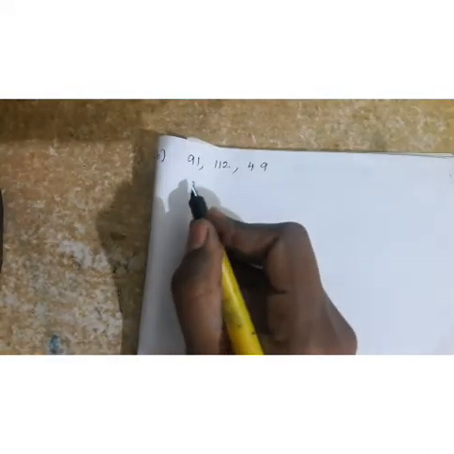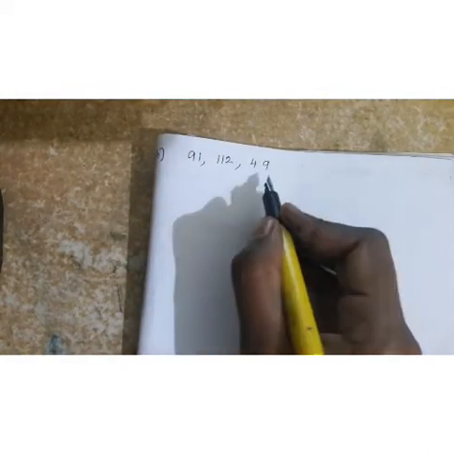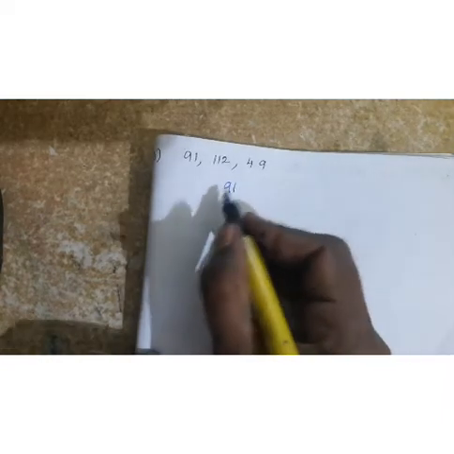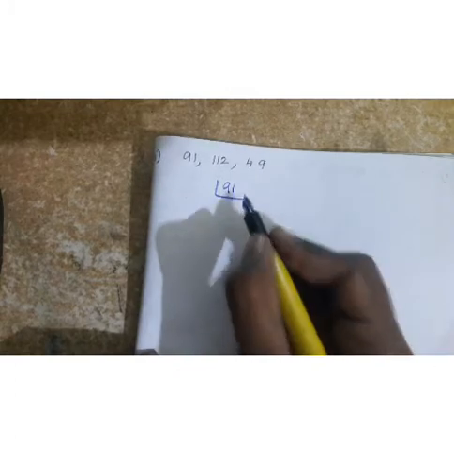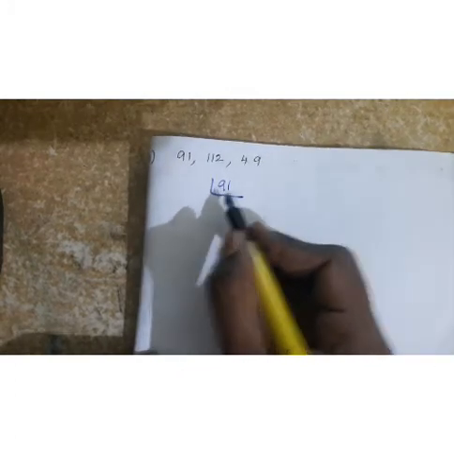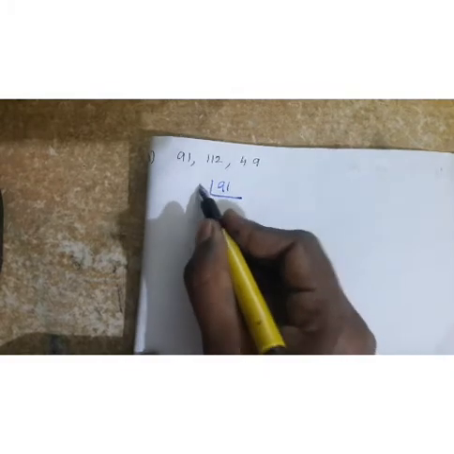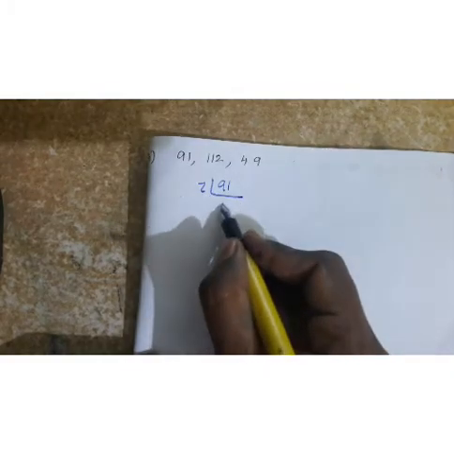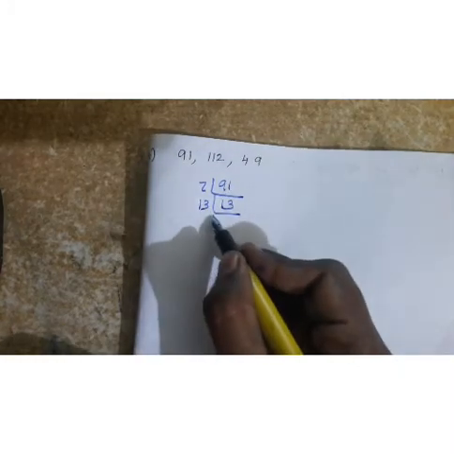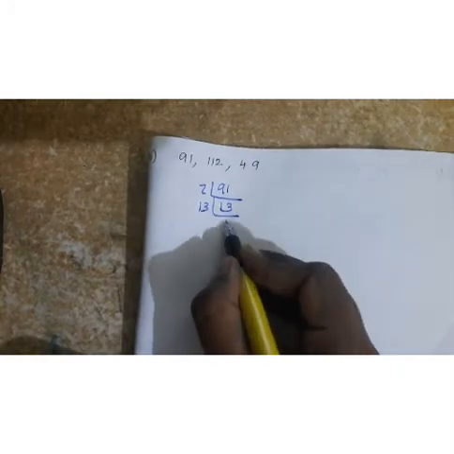Part H, 91, 112, 49. First find the prime factors of 91. 91 is not divisible by 2, 3, 5. 91 is divisible by 7, so take the prime number 7. 91 divided by 7 gives 13. 13 is the prime number which divides by itself. 13 divided by 13 gives 1.